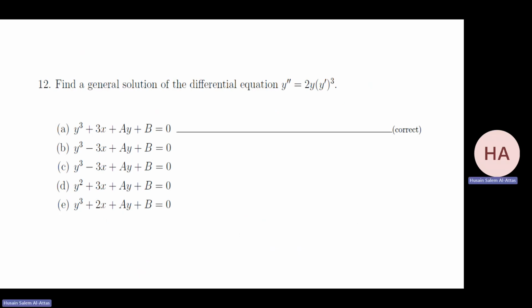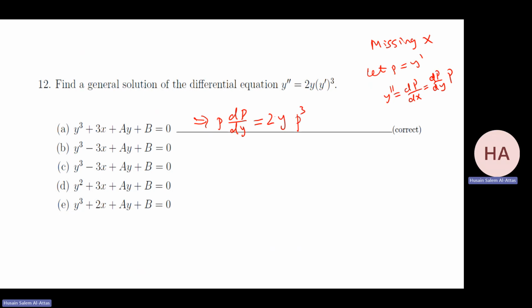This is missing what? Missing x. Okay, so I let p be y prime. Then y double prime, which is dp by dx, will be dp by dy times p, by the chain rule. Plug it in. I have p dp by dy equals y p cubed. So I have dp over p squared equal to y dy.